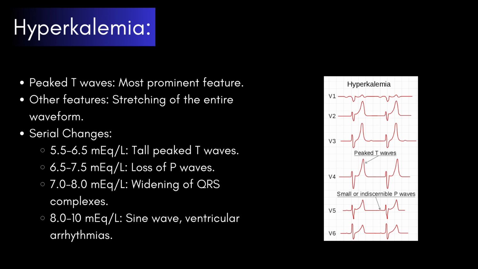Let's now look at hyperkalemia. Peaked T waves are the most prominent feature. Other features include stretching of the entire waveform, with serial changes: 5.5 to 6.5 milliequivalents per liter, tall peaked T waves; 6.5 to 7.5 milliequivalents per liter, loss of P waves; 7.0 to 8.0 milliequivalents per liter, widening of QRS complexes; 8.0 to 10 milliequivalents per liter, sine wave and ventricular arrhythmias.